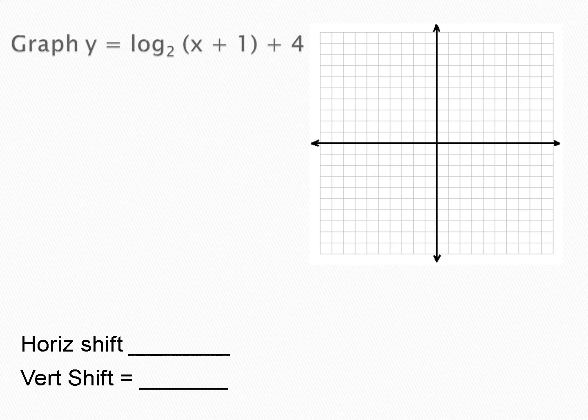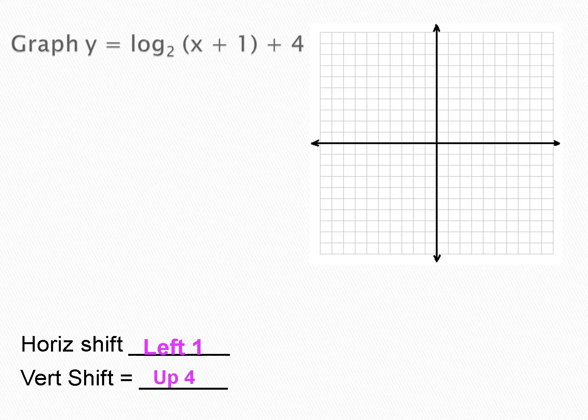Okay, let's actually graph one of these guys, okay? So y equals log base 2 of (x plus 1) plus 4. So let's talk about the horizontal shift and the vertical shift first. So horizontal, x plus 1, well, remember that's really opposite day, so we're actually going left 1, okay? And then we have a plus 4. Well, that's taken at face value, so that means we're going to go up 4.